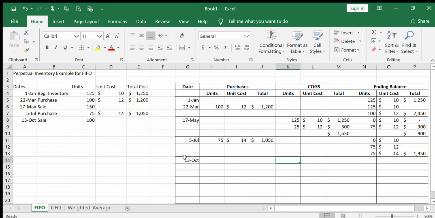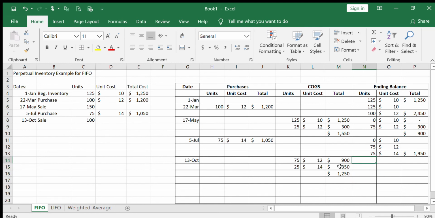So we're going to go and do our final sale, which was on October 13th. I'm going to go to cost of goods sold. We're selling 100. All right, so first in, first out. We don't have any in our beginning inventory amount anymore, so we can't do that. We do have 75 left, though, in our first purchase, so we're going to put 75 units there at $12. And we still need 25 more, so we're going to do 25 at 14. We will multiply those together to get our cost, and then we will add the totals up, and that will be our cost of goods sold for that particular transaction.